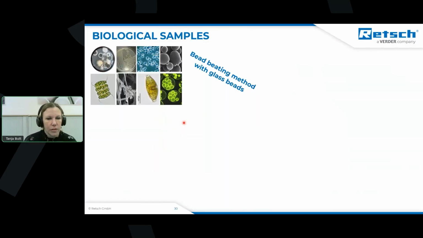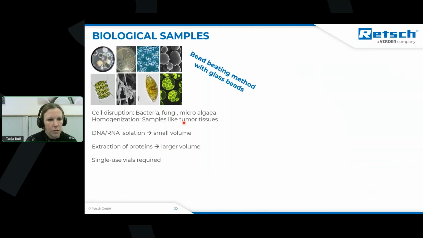For biological samples, we use bead beating methods with glass beads. This is for fungi, bacteria, macroalgae, and yeasts as well.